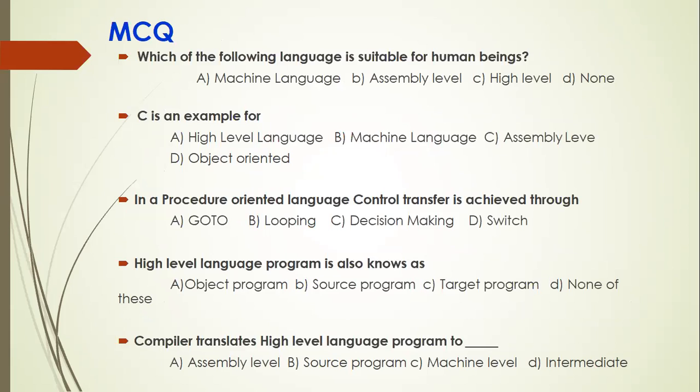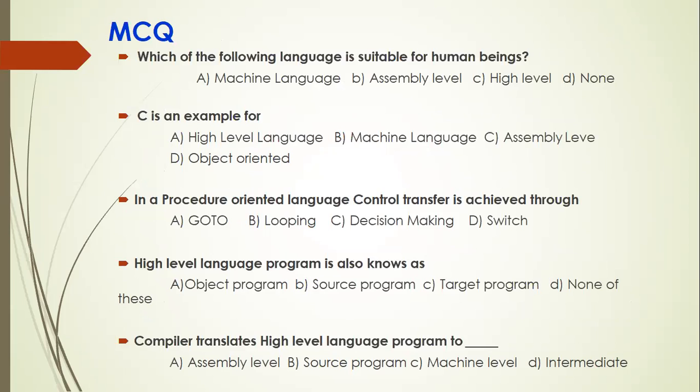To test your understanding of this session, I have included some multiple choice questions also. Which of the following is suitable for human beings? Is it machine language, assembly language, high level language, or none? The correct answer is high level language. C is an example of high level language, machine language, assembly level, or object oriented? So C is an example of high level language.